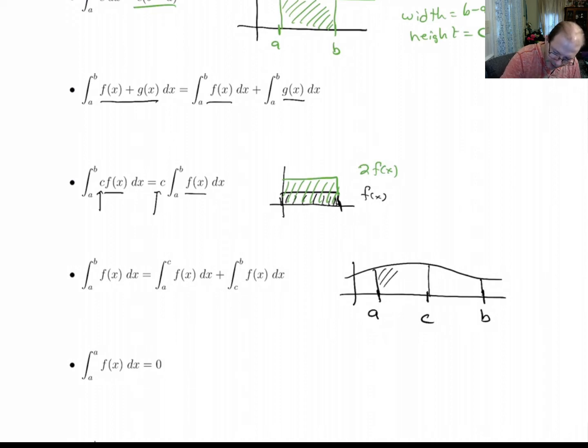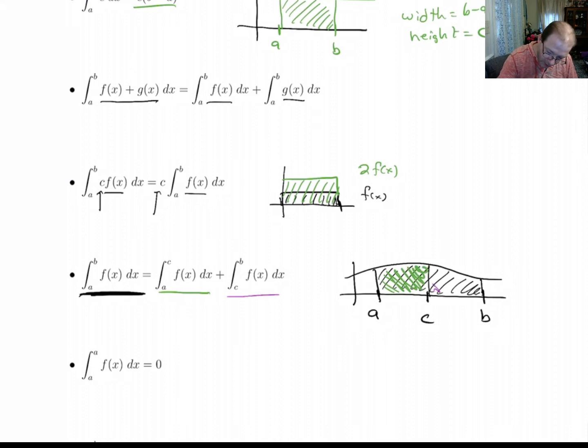Well, we're looking at the area. This right here is that whole black area. Well, this is the area from a to c, and this is the area from c to b. So it's just saying that if you add up the area of one piece to the area of the other, you get the area of the whole thing. And on this one, notice I put c in between a and b, but this also works even if c is outside. So this works for any of them.